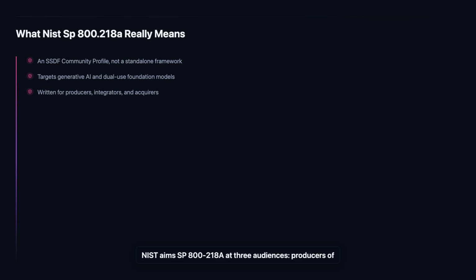NIST aims SP 800-218A at three audiences: producers of AI models, producers of systems that embed those models, and organizations acquiring such systems. That three-way framing pushes secure development accountability across the entire AI supply chain, not just the original model builder. The document traces directly to Executive Order 14110, signed October 30, 2023, which tasked NIST with a companion resource for secure AI development. A draft appeared April 29, 2024, before the final July publication, authored with input from CISA and Scarphone Cybersecurity.